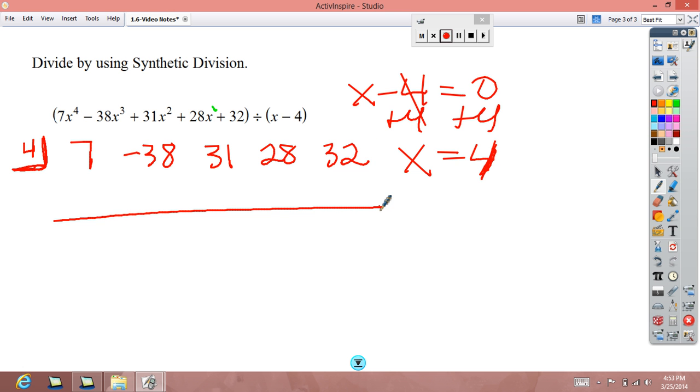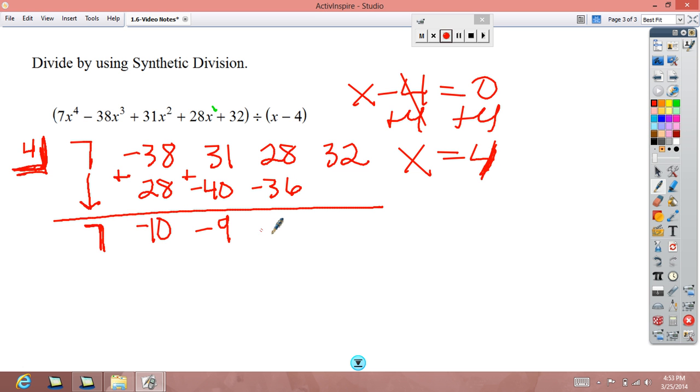Okay, put a line. First term 7 always comes down. 7 times 4 is 28. Add these together. Negative 38 plus 28, negative 10. Negative 10 times 4, negative 40. Add these together, negative 9. Negative 9 times 4, negative 36. Add these together, what do I get? Negative 8? Yep. Negative 8 times 4, negative 32. Add these together, and I get 0.